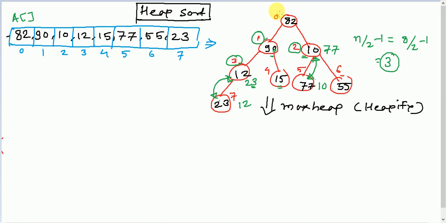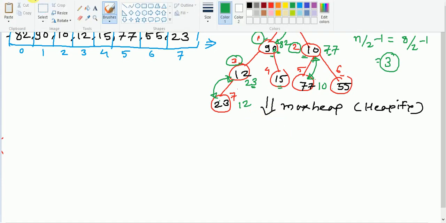Now we'll go to index 0. At index 0, the parent is 82, one child is 77 and the other child is 90. Among these three, 90 is the largest, but it is a child here. We want it as the parent, so we swap A of 0 with A of 1. 90 will come here and 82 will go to the place of 90. After doing this, if I draw the max heap, it will look like this.